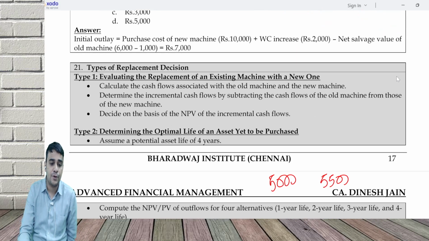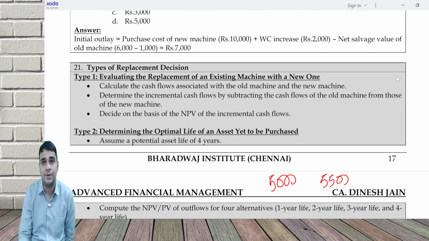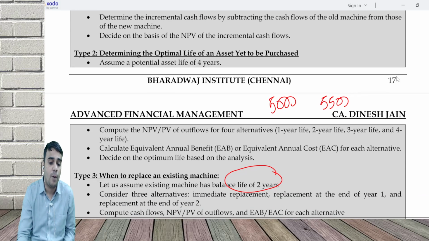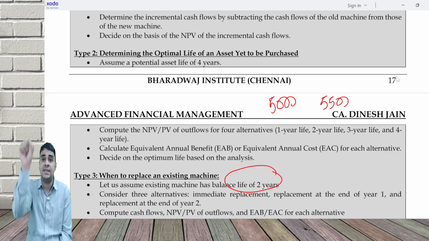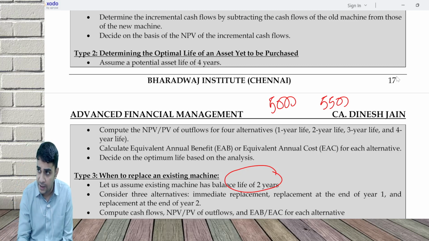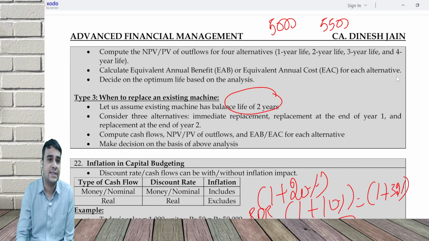So three types of question: evaluating the replacement of an existing machine with a new one, determining the optimum life of an asset yet to be purchased or purchased also, and when to replace an existing asset.